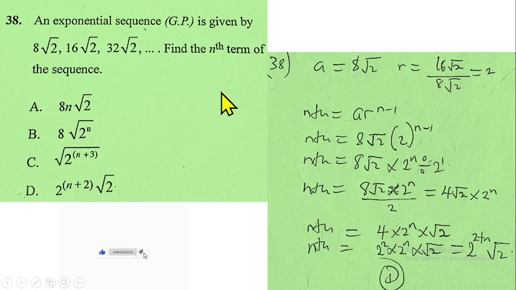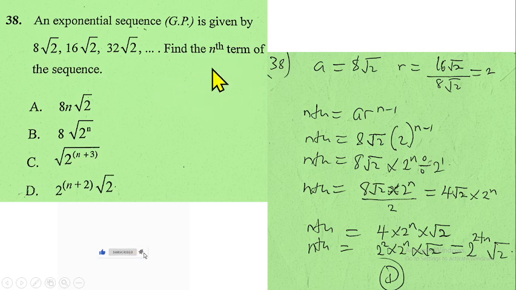Question number 38 is from sequence and series, that is, geometric progression. You are given that an exponential sequence is given by 8√2, 16√2, 32√2. You have to find the nth term of the sequence.